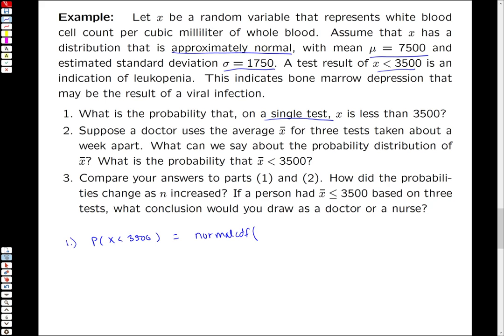What is the low value for this? A very small number, right? So negative 100. What is the upper value? 3,500. The mean is 7,500. And the standard deviation is 1750 over the square root of 1, which is just our 1750. When n equals 1, it doesn't change anything. And you're just going to calculate that. So let me get my calculator up.